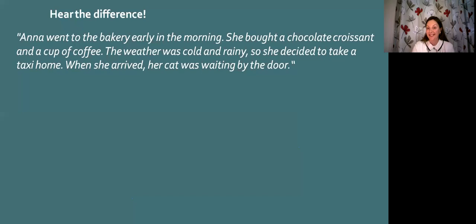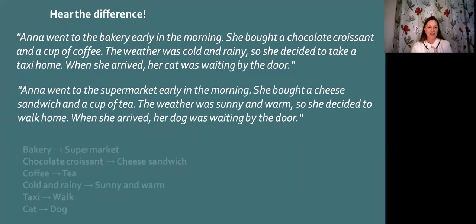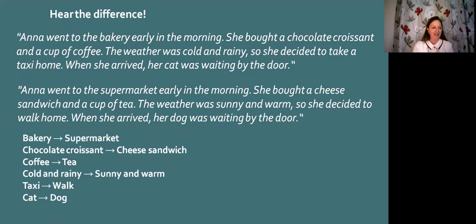So it's quite an easy text, and students are supposed to spot the difference and to say which words have been substituted for another word. This is the second text, and instead of bakery, we have supermarket. Instead of croissant, we have cheese sandwich. Instead of coffee, tea, cold and rainy, sunny and warm, and so on.